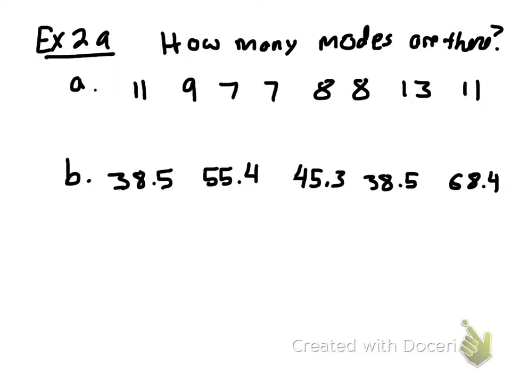Alright, you should have found that for A there are 3 modes, because 7 and 7 repeat 2 times, 8 and 8 repeat 2 times, 11 and 11 repeat 2 times. So 7, 8, and 11 are your most common numbers in this list. So there are 3 different modes. Out of the second list, 38.5 occurs 2 times. All your other numbers only occur once, so there's only one mode.